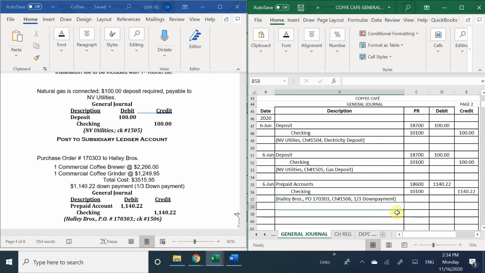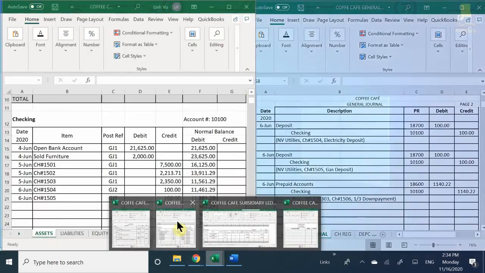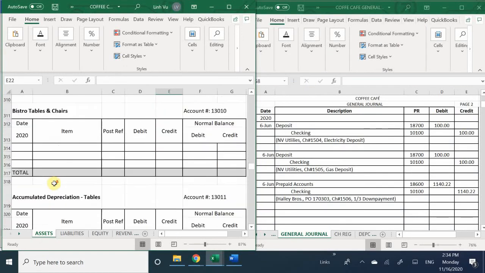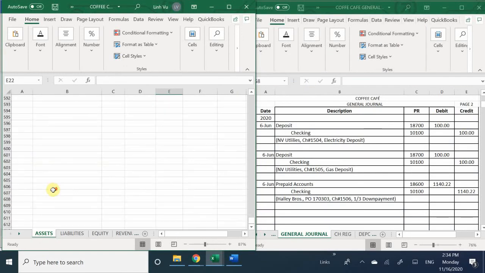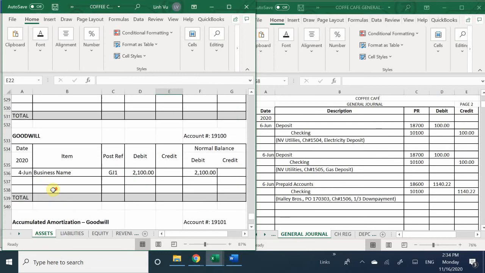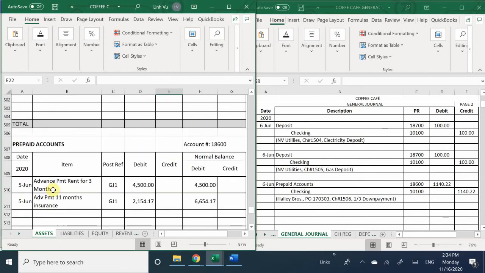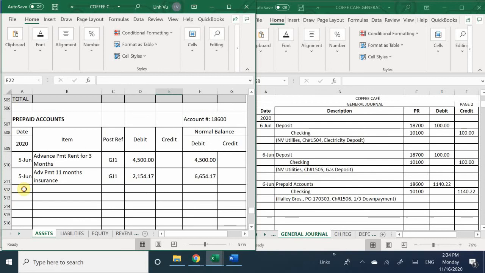So what comes next? Okay, now we have to go to the ledger and update every single account. Yes, so the prepaid. That's way down here. 18. Okay. Got it.